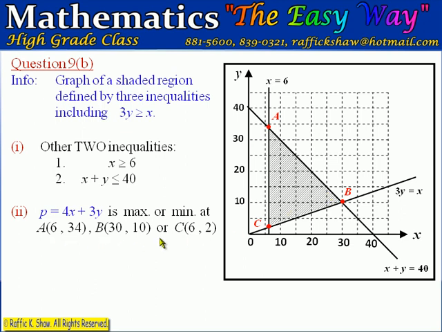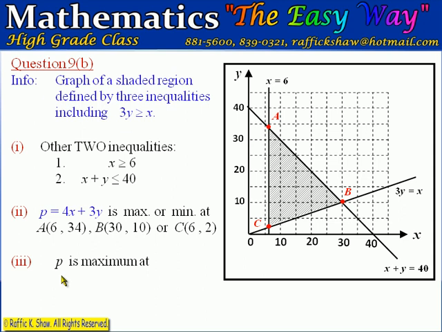But in any case, the vertices are the points on the shaded region where we go to find our maximum or minimum value of the function P. Alright, so that's the answer for part 2. Now let's go to part 3.